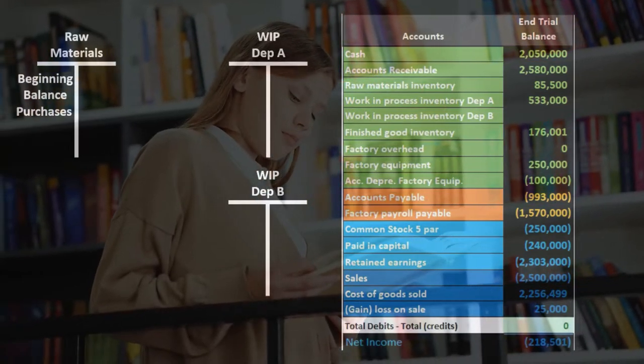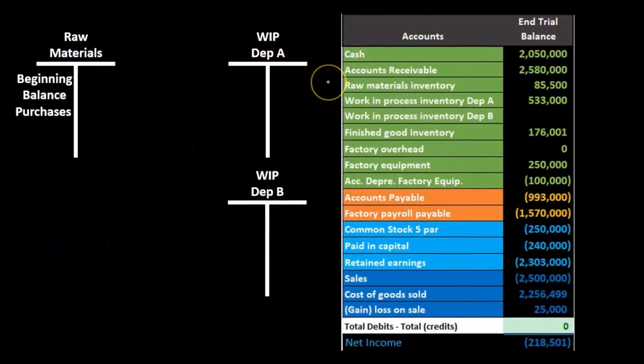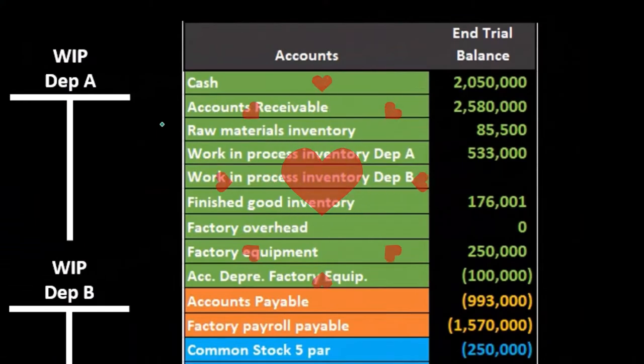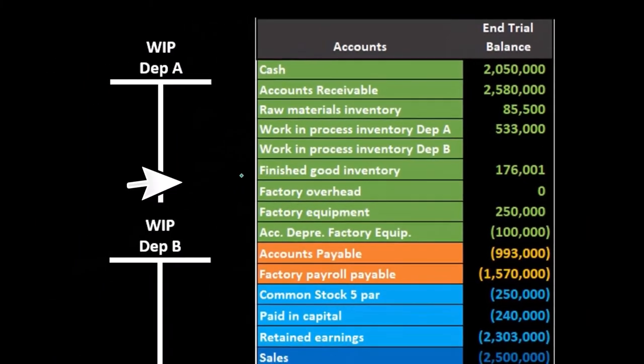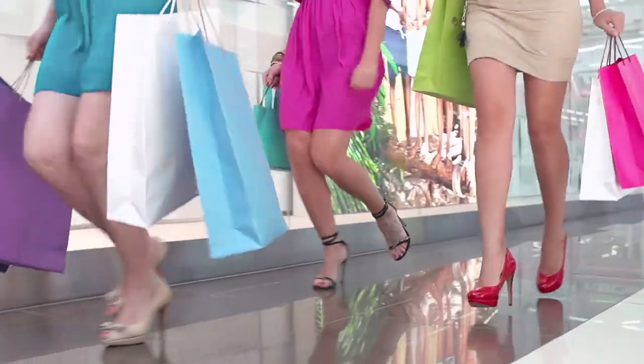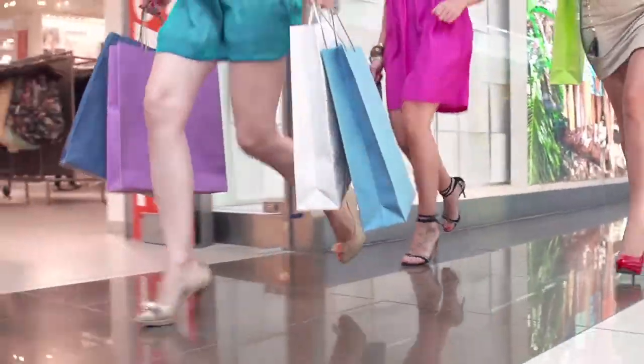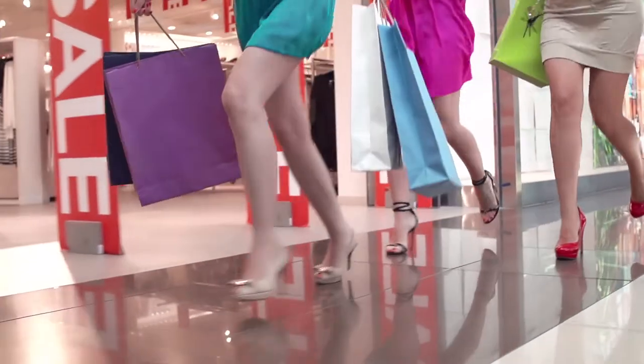Both of these will be starting with raw materials that we want to then convert to finished goods, and therefore are different than a merchandising type of company, which will just have the goods that will be purchased and then the goods that will be sold. There'll be no processing of the goods. It'll be a lot easier to track in that format.